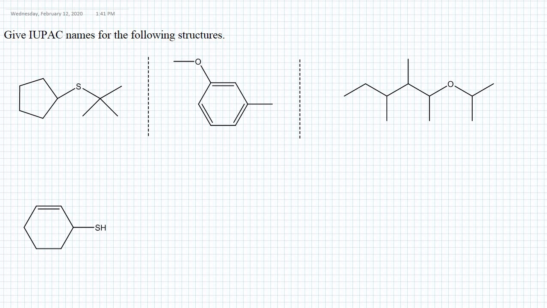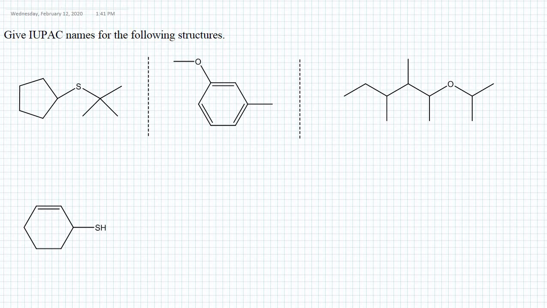Hi, in this tutorial we are going to solve a question related to the naming of ethers, thiols and sulfides. The question asks us, give IUPAC names for the following structures. Let's start from the first one. The first one is a sulfide. If you have an alkyl and a sulfur and an alkyl group, this is a sulfide functionality.